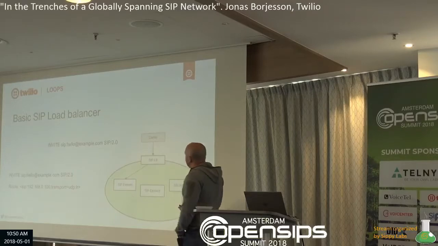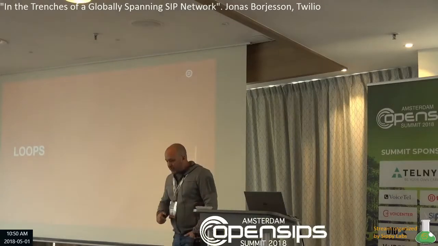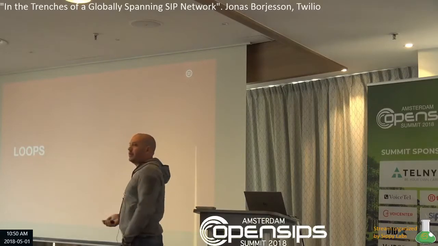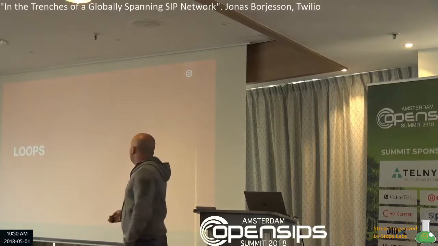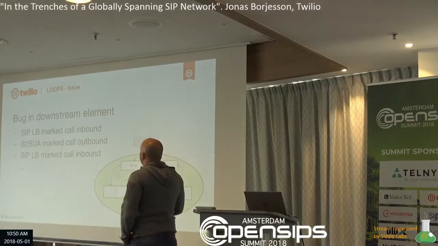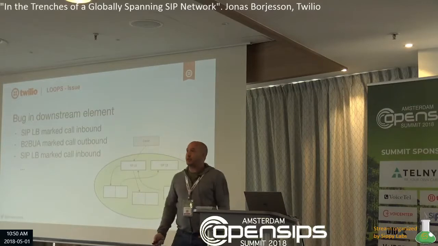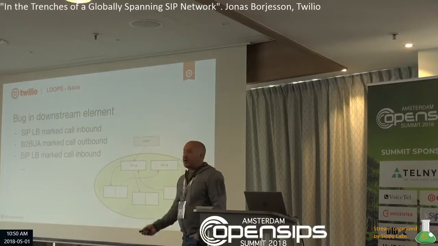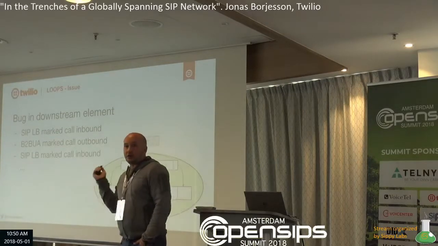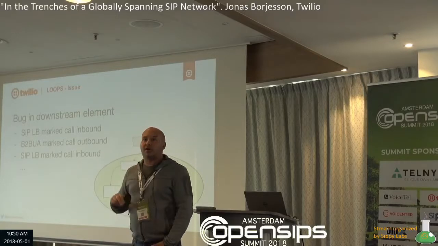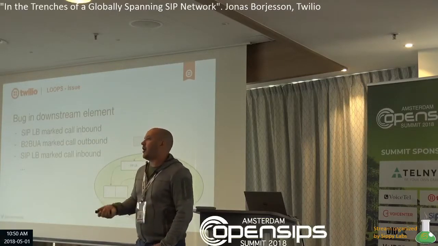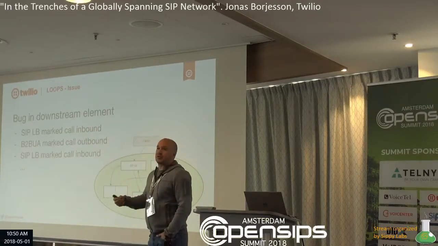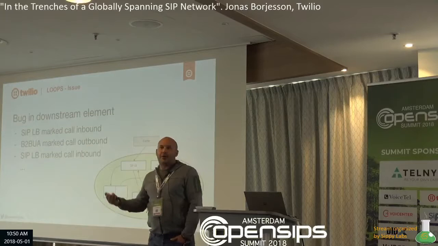So, into some more interesting things. One of the things that we've had over the years are loops of various kinds. Loops can quickly take out your entire network. So, very basic, a bug in a downstream element will potentially create a loop. We've had various versions of this where inbound traffic goes through the SIP load balancer, ends up in a back-to-back UA, which has a bug, incorrectly identifies that as an outbound call, and sends it back out. That SIP load balancer goes, oh, hang on, this is an inbound call. And there you go, that's a loop.